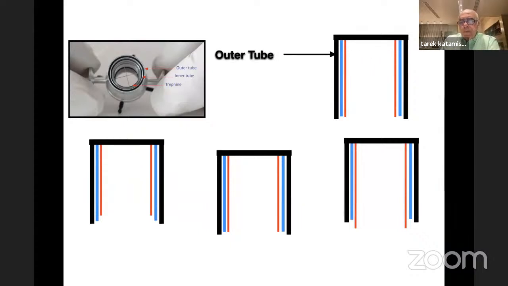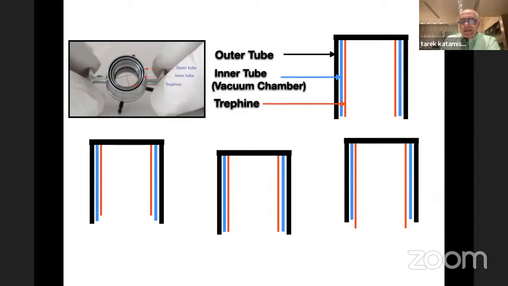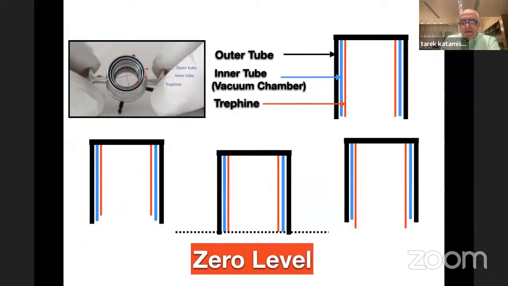This is the outer tube. This is the inner tube, what we call the vacuum chamber. And the red is the sharp trephine blade. So when you have the sharp blade aligned with the vacuum chamber, we call this the 0 level, in which if you put this trephine on the cornea like this, when you start rotating, it will start cutting immediately.